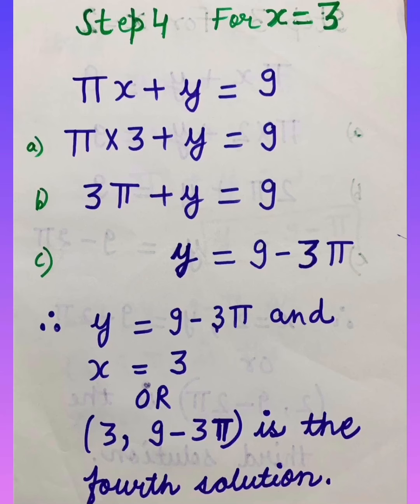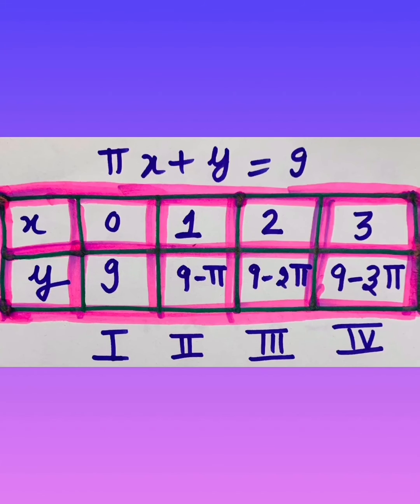Now children, I would write all the values in the form of the box as shown on your screen. Values of x I assumed 0, 1, 2, 3 and values of y I found. On putting value of x 0 I found value of y 9. Value of x 1, I found value of y 9 minus pi. On putting value of x 2 I found value of y 9 minus 2 pi. On putting value of x equal to 3, I found value of y is equal to 9 minus 3 pi.